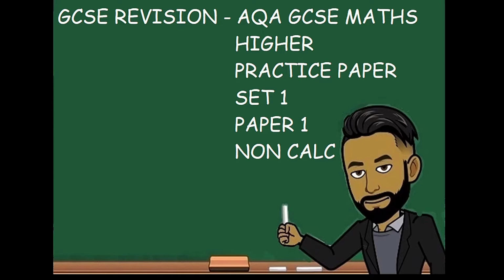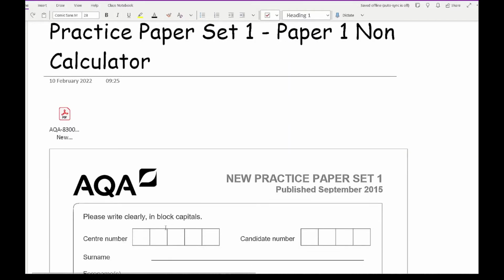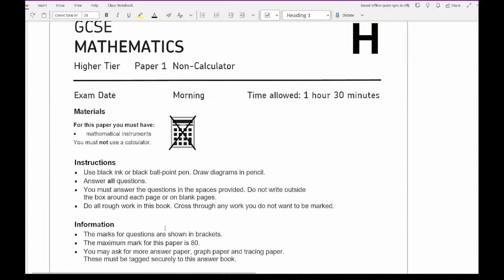Now, there is a copy of the paper in the description below for you to download and have an attempt at before watching this video going through the answers. Now, we'll put some suggested grade boundaries. As this paper wasn't released officially, there aren't any official grade boundaries, but I'll set the average grade boundary you can expect from a typical GCSE Higher Paper 1. So let's get straight into this non-calculator practice paper Set 1.